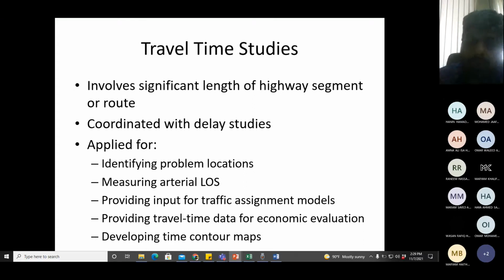So for example, I want to go from Isa Town to Manama. Let's say I have 1,000 drivers going from Isa Town to Manama, and these 1,000 drivers have three different highways to choose from. Out of these 1,000, how many will go by A, how many will go by B, and how many will go by C depends upon the travel time. The highway which has the least travel time will have the highest proportion of drivers, and vice versa.